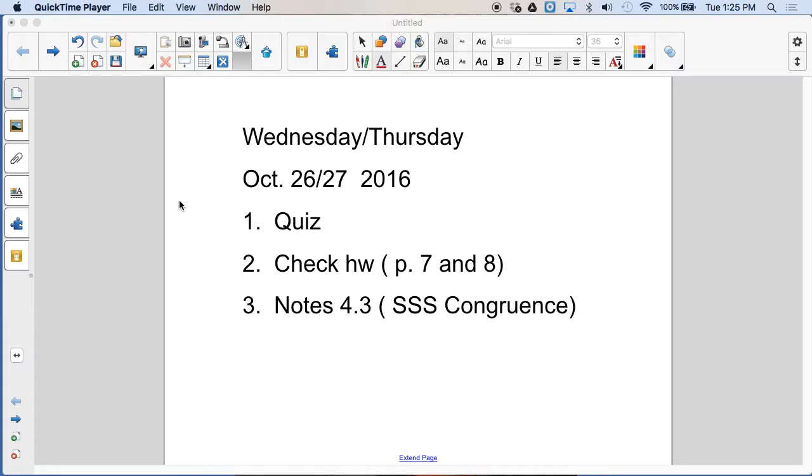Today we're going to take our quiz. Hopefully you already took your quiz. Then I want you to check your homework, which I'll put in Google Classroom, and then do these notes for 4.3 and start your homework. Your homework, I believe, is pages 9 and 10, and hopefully Mrs. Yem will have that up there so you know what pages to do. But I'll get back with you on that. So notes on 4.3. Let's get started.